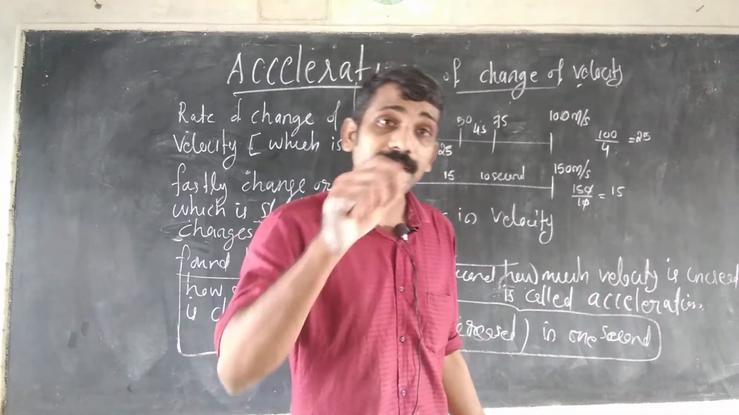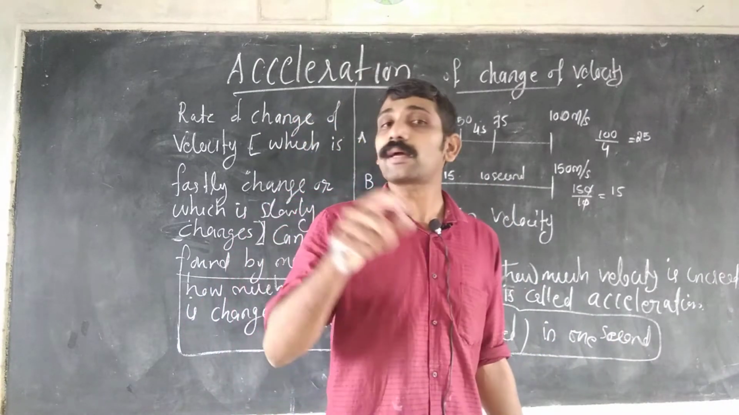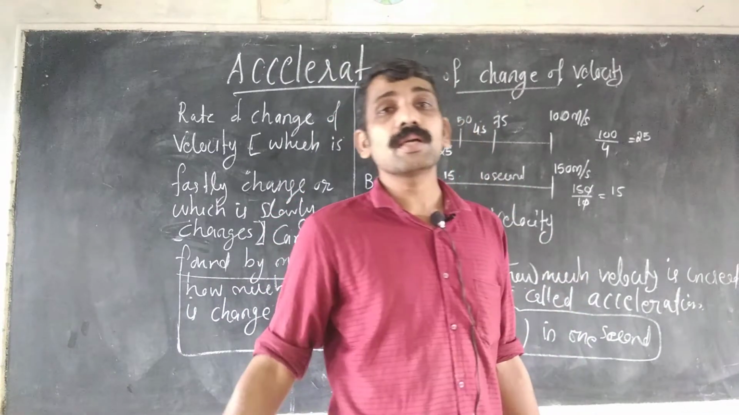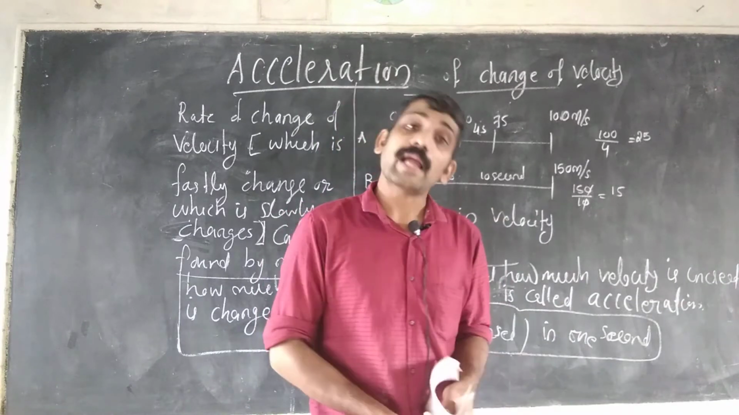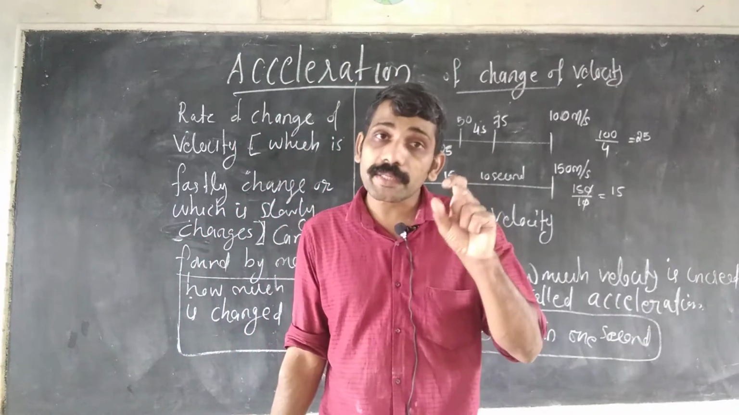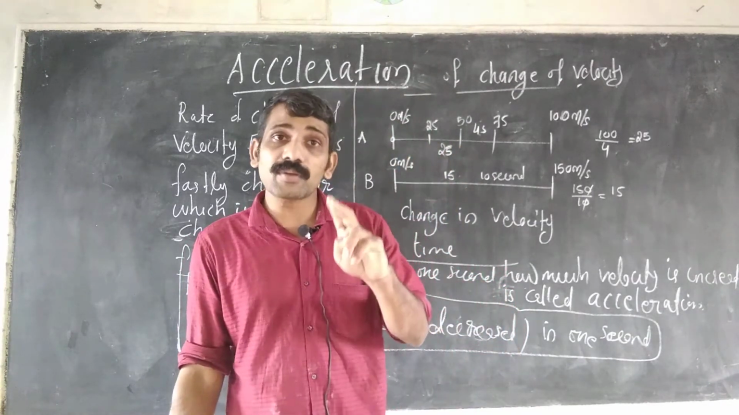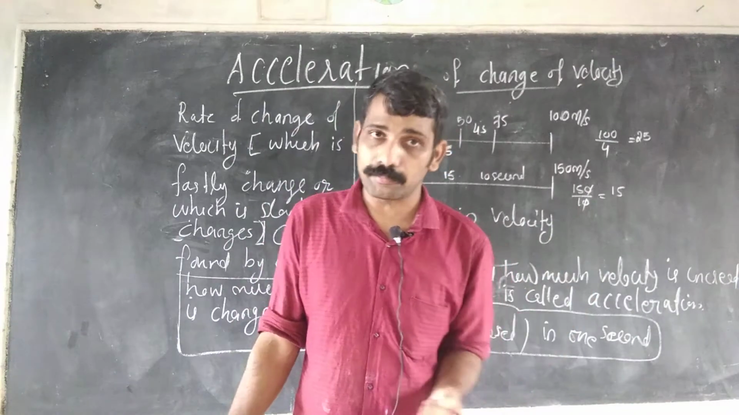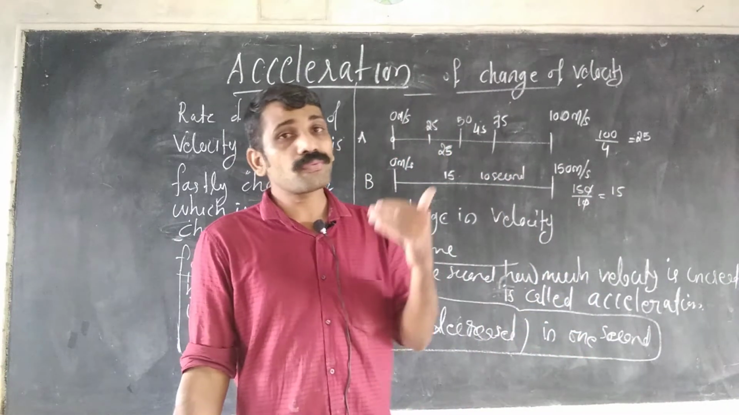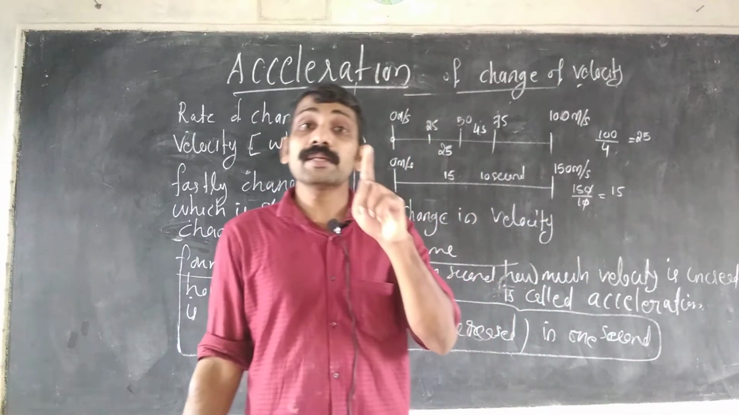How much velocity is increased in 1 second is called what? Acceleration. So rate of change of velocity can be found by measuring acceleration. In order to find rate of change of velocity, we need two quantities. One is change in velocity, another is time. Rate of change of velocity means how fast and how slow. To find fast and slow, we need time.